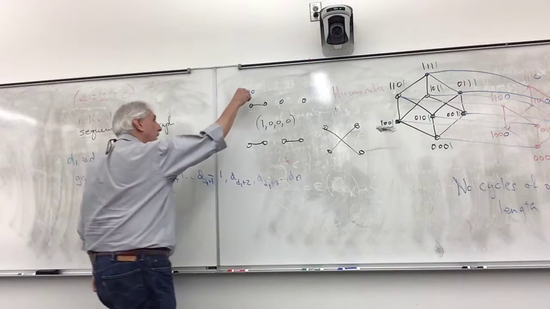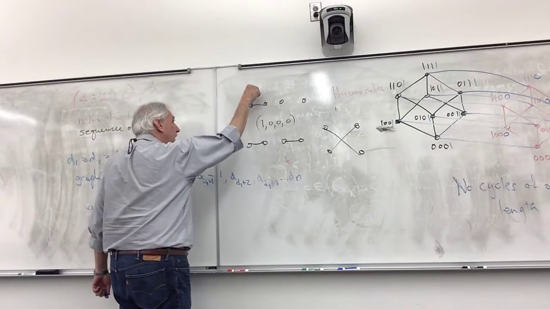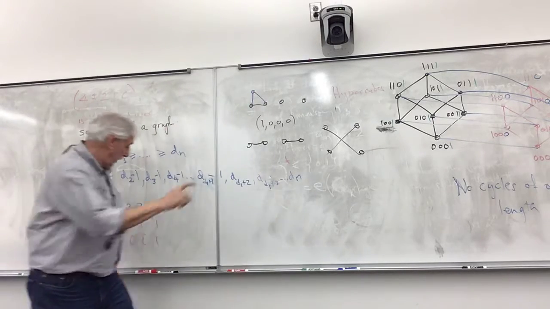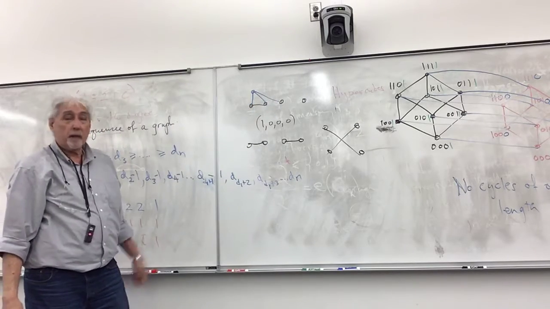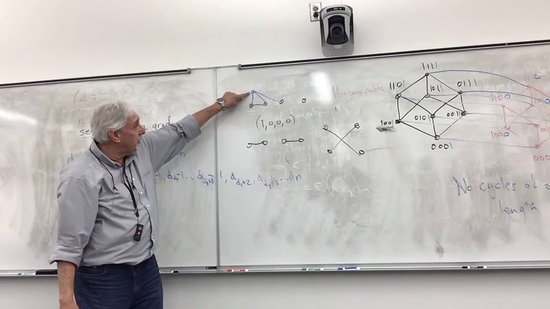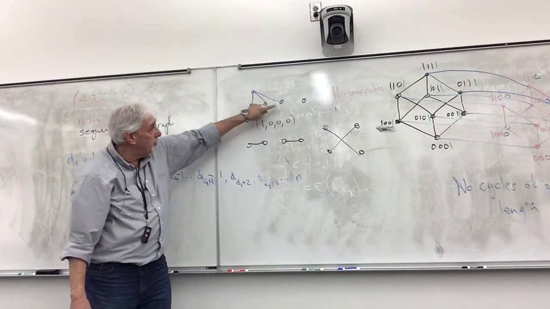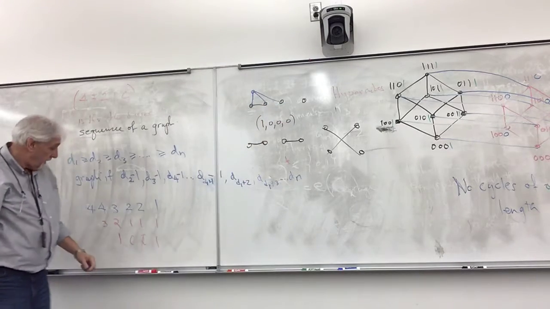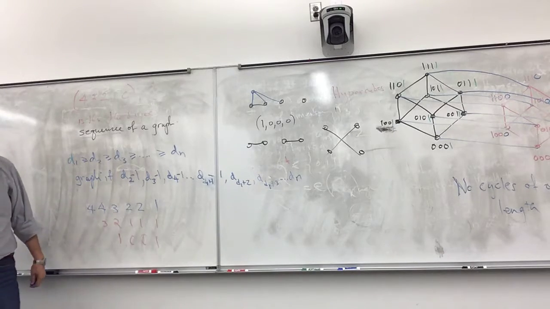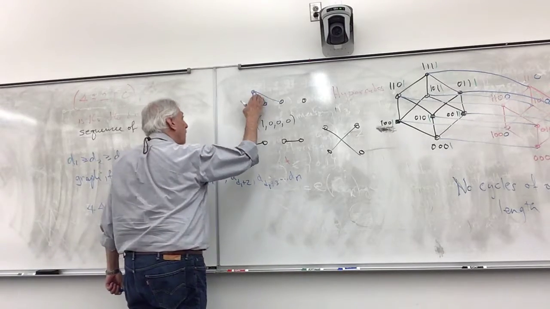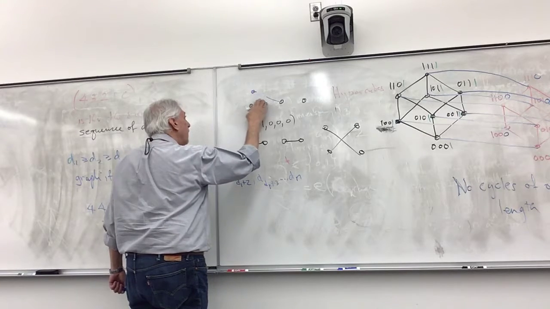So this is not right. It needs to have degree 3. This is not right, because now the degree sequence would be 3 2 2 1 0, and we want 3 2 1 1 1. So one more time.